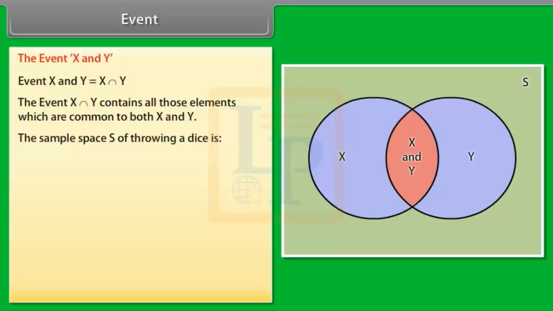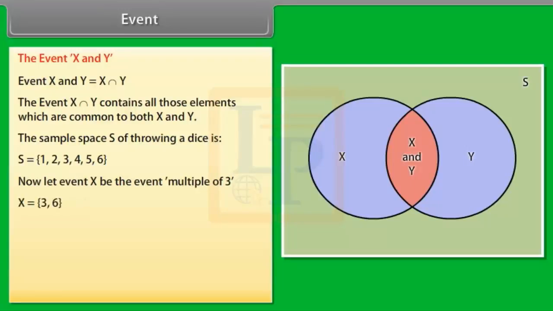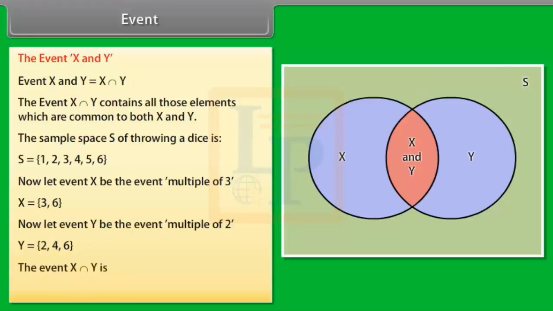The sample space S of throwing a dice is S is equal to 1, 2, 3, 4, 5, 6. Now let event X be the event multiple of 3. X is equal to 3, 6. Now let event Y be the event multiple of 2. Y is equal to 2, 4, 6. The event X intersection Y is equal to 6.